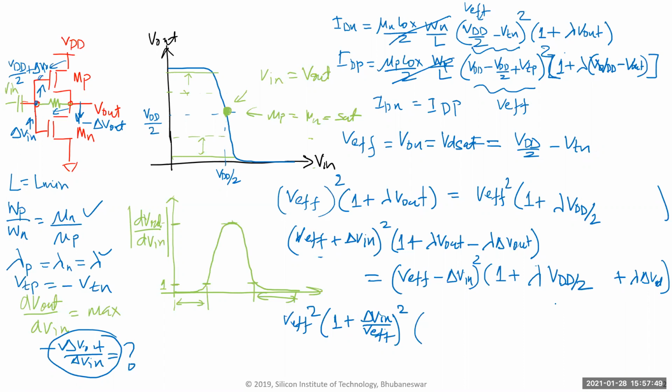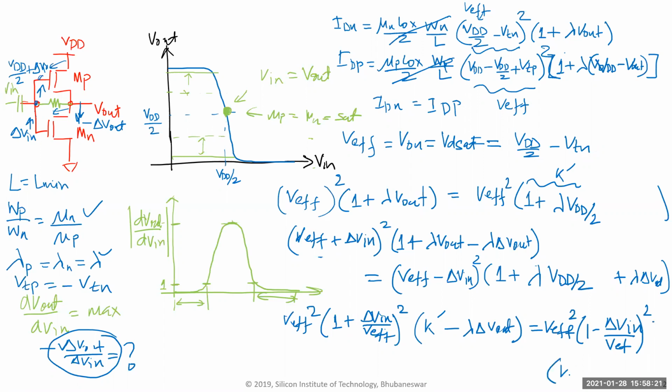Basically I substituted VDD minus V out, which is VDD by 2, and V out also, which is VDD by 2. I'm just going to call this term some term K dash, so again I don't have to carry this all over. So this is K dash minus lambda delta V out, equals V effective square times 1 minus delta V in over V effective square times K dash plus lambda delta V out, right? Okay. So you guys remember this?